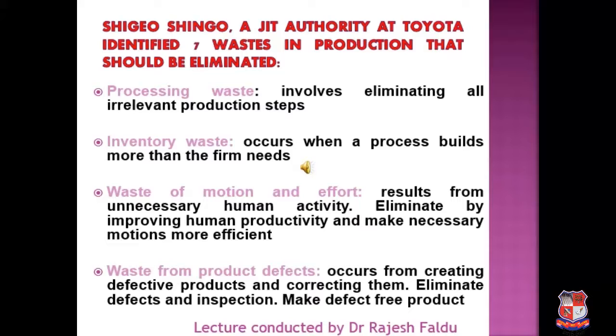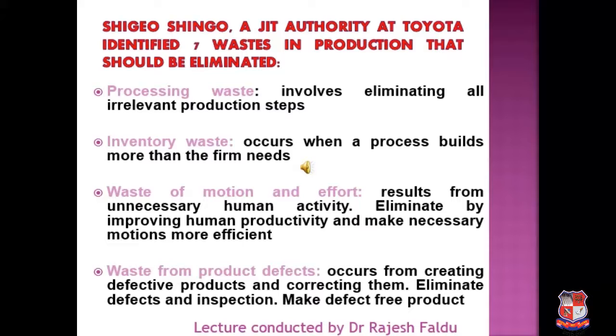The sixth kind of waste that needs to be eliminated if JIT is to work is waste of motion and effort. This waste results from unnecessary human activity. Hence, this kind of waste can be eliminated by improving human productivity, by giving more training to workers and making necessary motions more efficient.